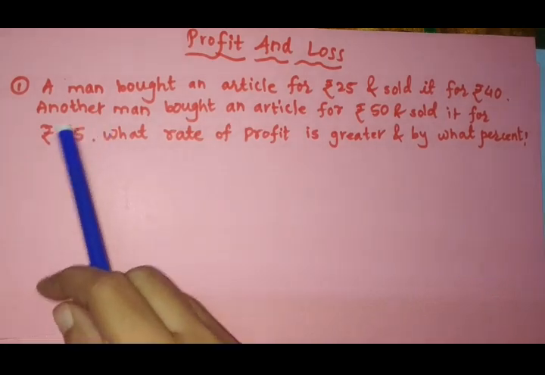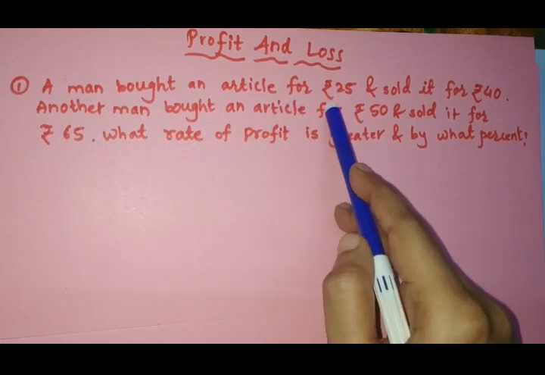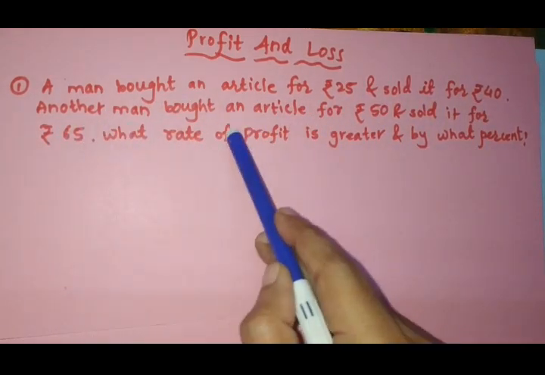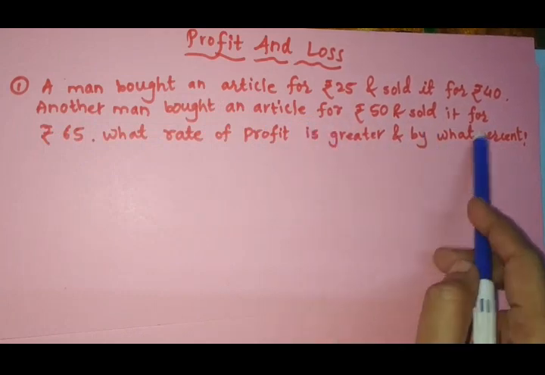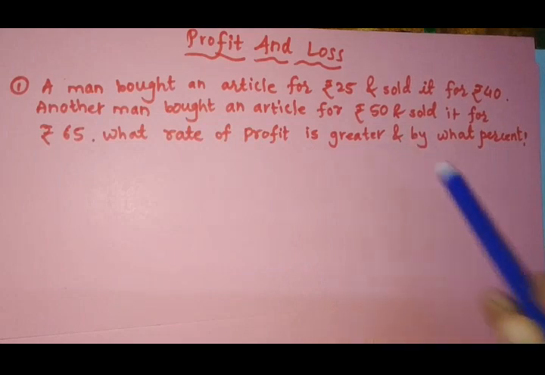So let's get started. First question is, a man bought an article for rupees 25 and sold it for rupees 40. Another man bought an article for rupees 50 and sold it for rupees 65. What rate of profit is greater by what percent?